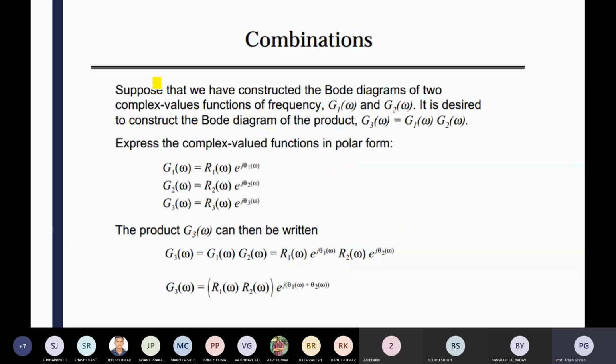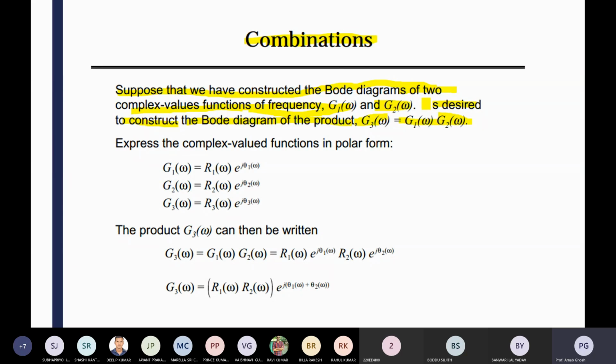Okay, so now we are combining them. Suppose we have to construct the Bode diagram of two complex values. So we have to combine them. For the combination, you can see two complex-valued functions of the frequency, g1 omega and g2 omega. It is desired to construct the Bode diagram of the product g3 omega equal to g1 omega times g2 omega.